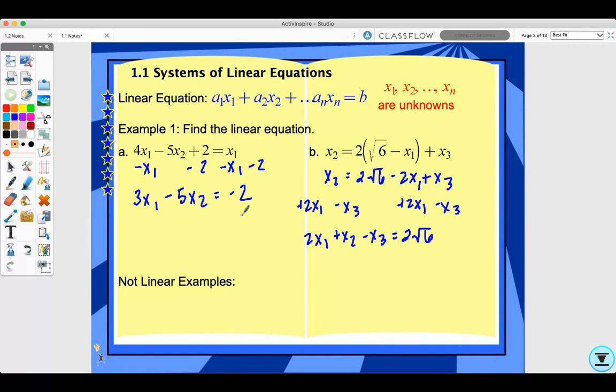And some nonlinear examples would be something like 4x1 minus 6x2 equals x1 times x2, or something like x2 equals 2 times the square root of x1 minus 7.